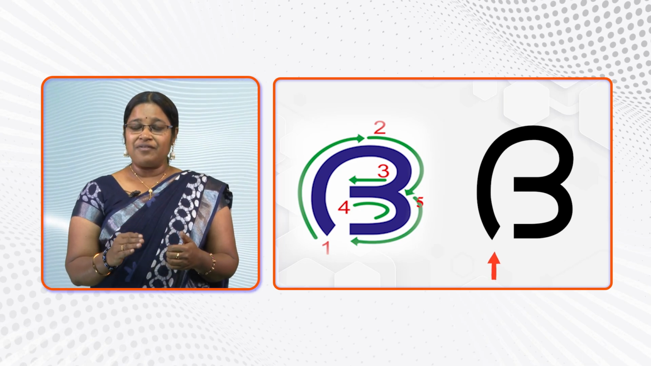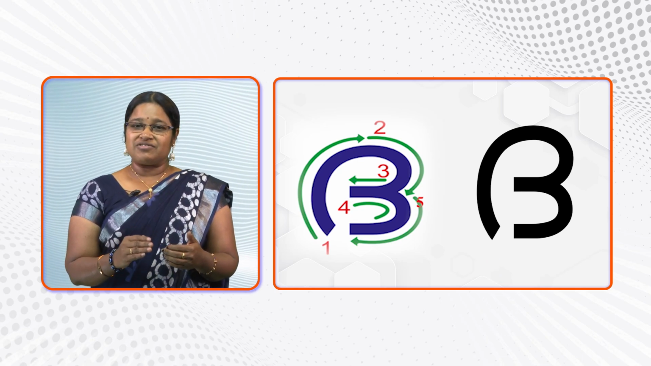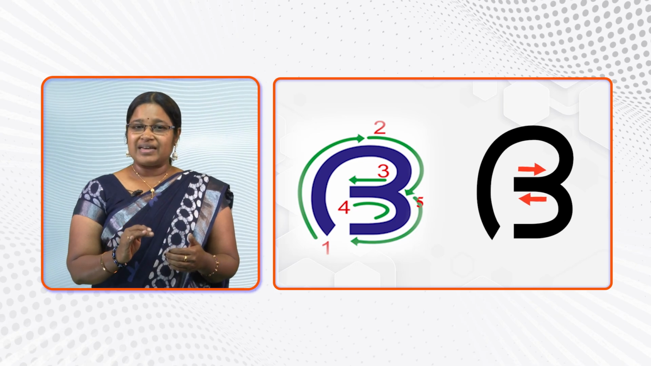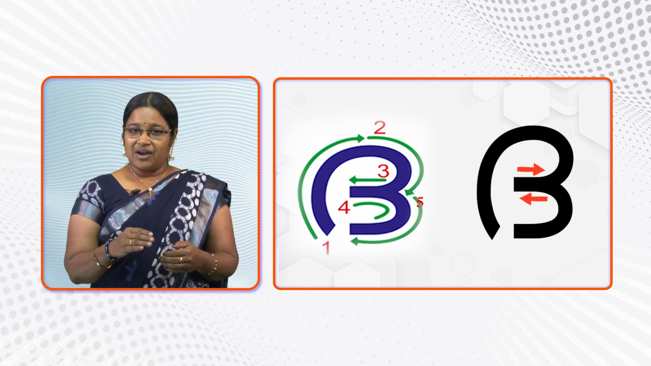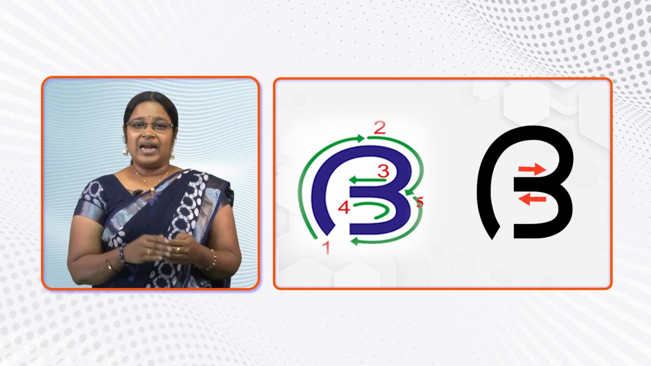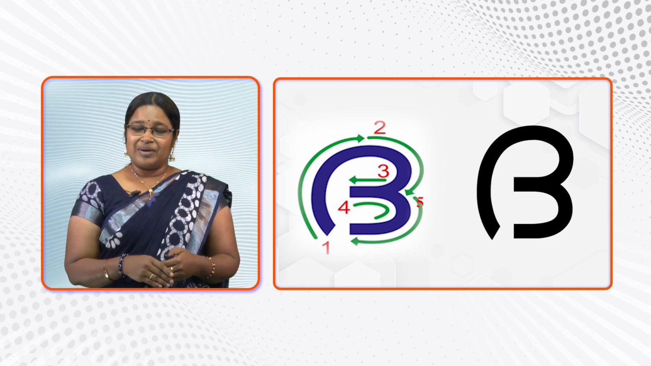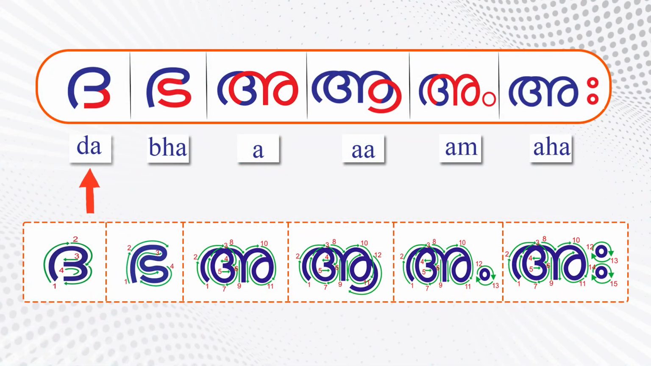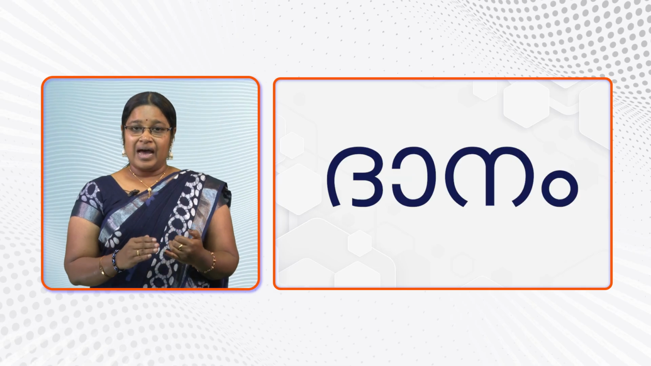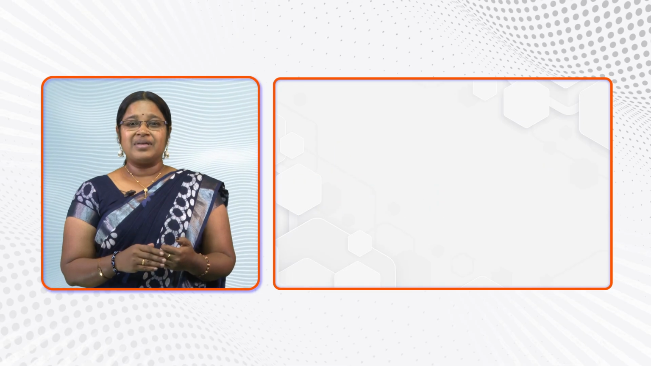Start from left down. Then bring a small straight line towards the circle center. Without lifting the pen, retrace the line backward like this and bring down as shown, stroke number 5. This letter is Da. Daya, Danam, Dinam, Divasam are the example words.